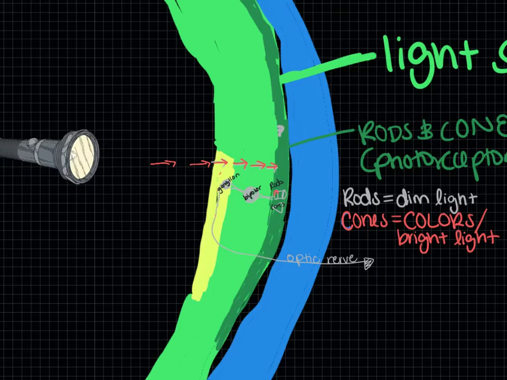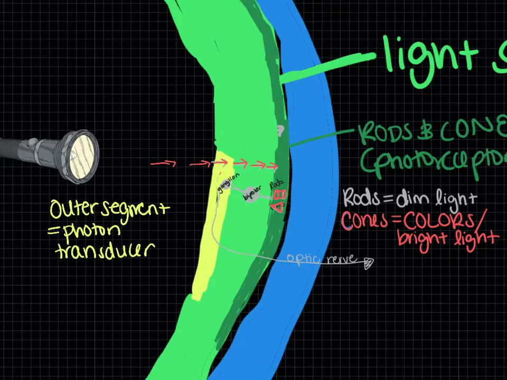And then it's going to excite the rods or the cones. The outer segment of the rods or the cones are going to function as a photon transducer, which is going to convey its input to the bipolar cells, which are adjacent to the rods and the cones, and then the bipolar cells are going to excite the ganglion cells.